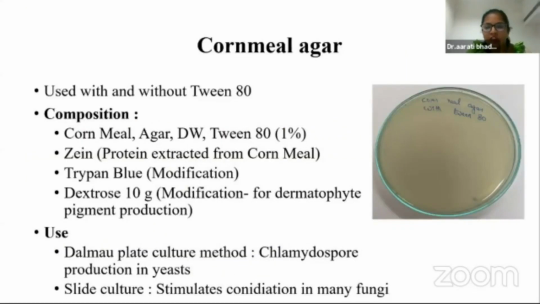It is used with and without Tween 80. This cornmeal agar is used for the Dalmau plate culture method for chlamydospore production in yeast cells. In the Dalmau plate culture method, we use cornmeal agar, and with that we identify different species of yeast colonies and Candida. All species of Candida can be seen. If we add Tween 80, the chlamydospore formation will be good.